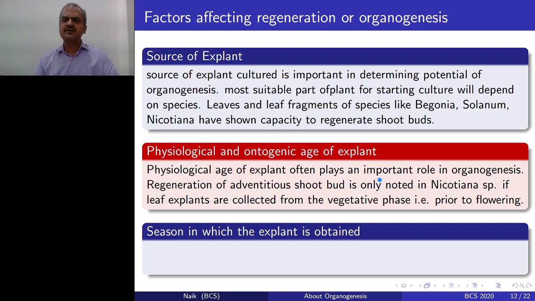And therefore a leaf explant collected from the vegetative phase, prior to the flowering stage, will generally give rise to more organogenesis response as compared to an explant taken after the flowering stage, because the flowering stage is the maturity of the plant material, the mature phase of the plant, and at maturity you will show less response. Ontogenically it is more mature, and therefore if you take the plant material before flowering, and in fact at the seedling stage, that will be more juvenile and has a capacity to regenerate faster.